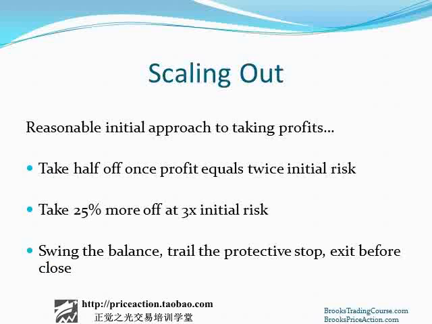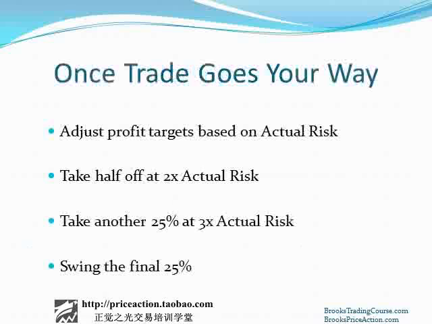In terms of scaling out, if you are trading a big enough position that would allow you to scale out, you might take half off once the profit reaches twice your initial risk. Take another 25% off at 3 times your initial risk, and then swing the balance and trail the protective stop and look to exit before the end of the day if it's a day trade. Once the trade goes your way, you should look to adjust your profit targets based upon your actual risk instead of on your initial risk. So you would take half off at 2 times your actual risk, take another 25% off at 3 times your actual risk, and swing the final 25%.